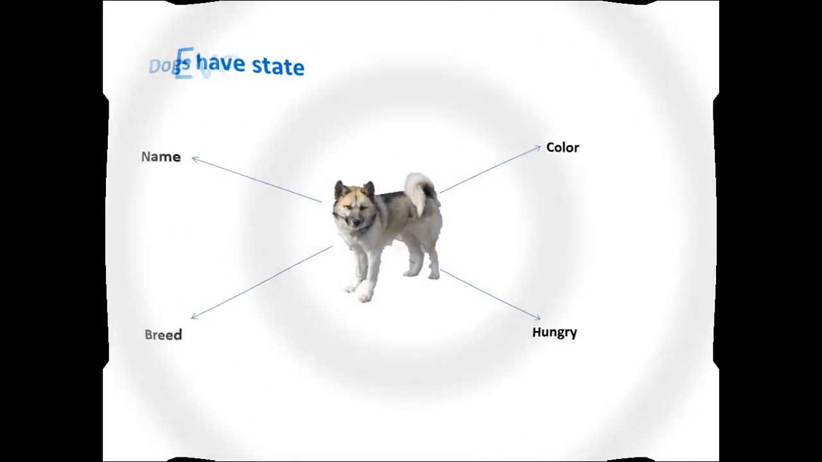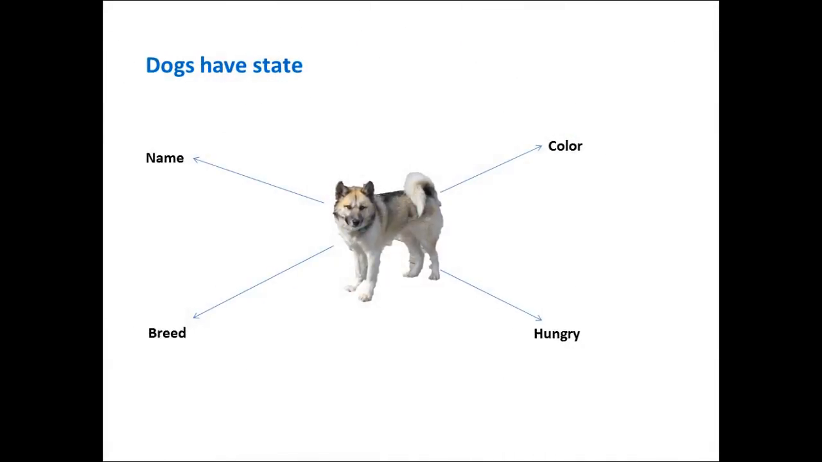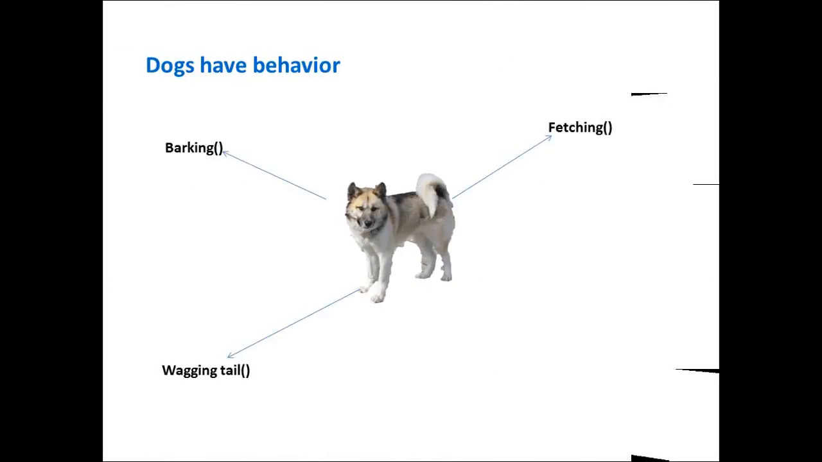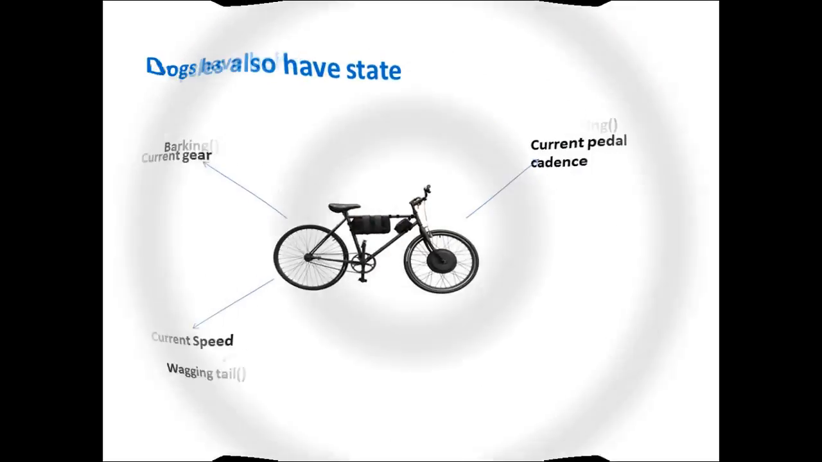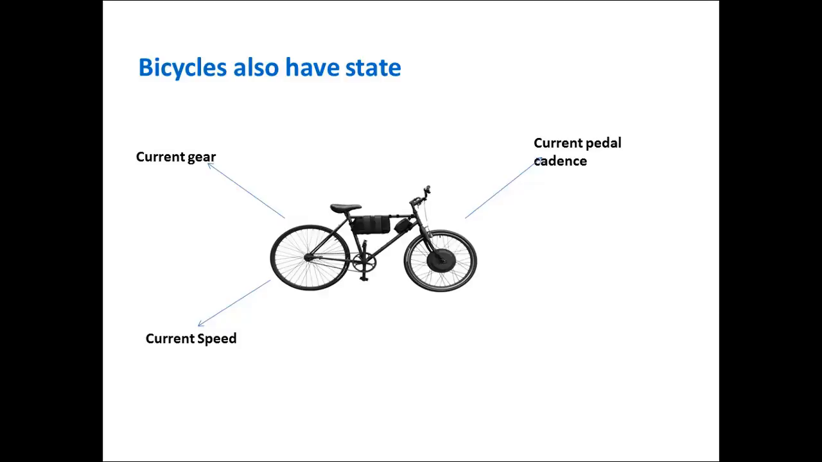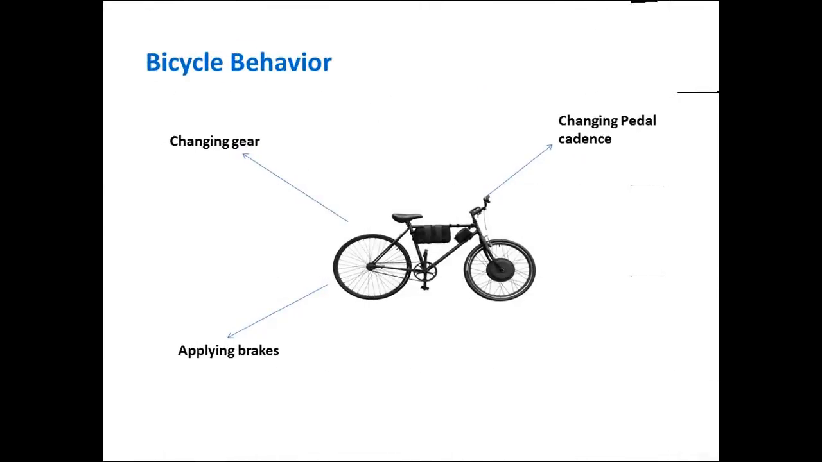Dog has a state, that is name, color, breed, hungry, and its behaviors are barking, fetching, wagging tail. And in a similar manner, bicycle also has a state, that is current gear, current pedal cadence, current speed, and behavior like changing gear, changing pedal cadence, and applying brakes. Identifying the state and behavior for real-world objects is a great way to begin thinking in terms of object-oriented programming.